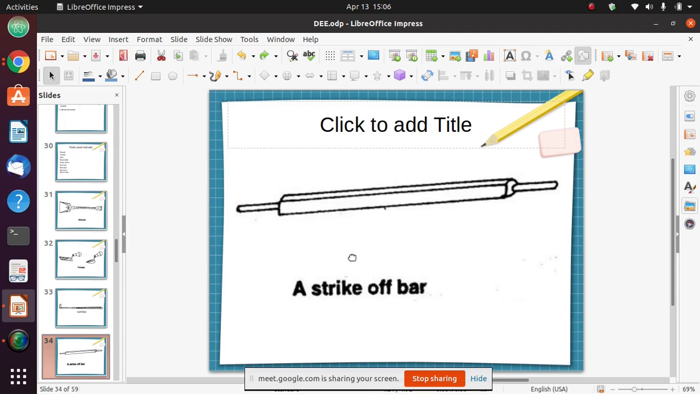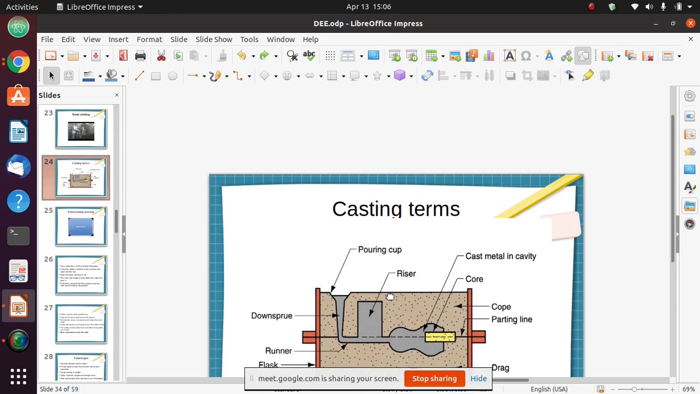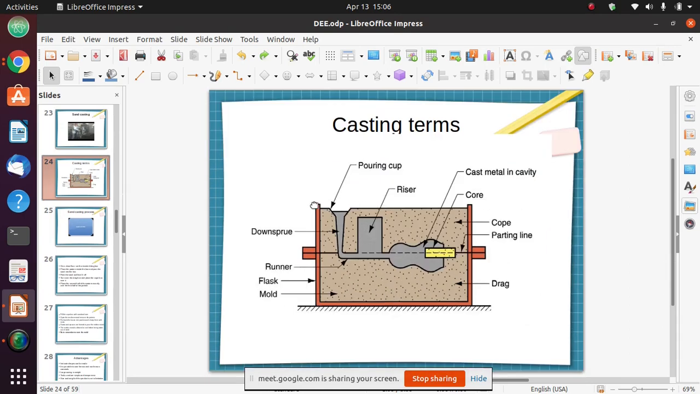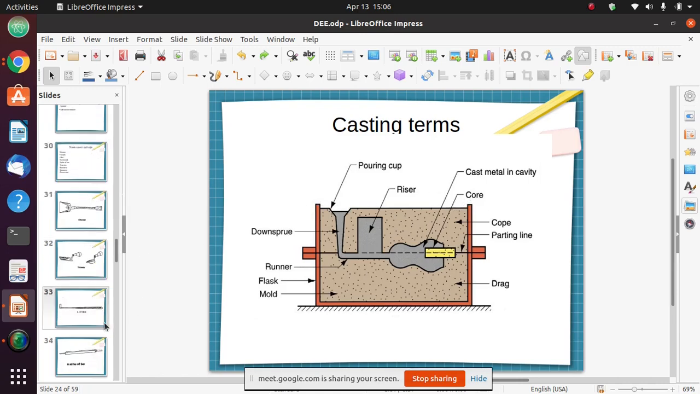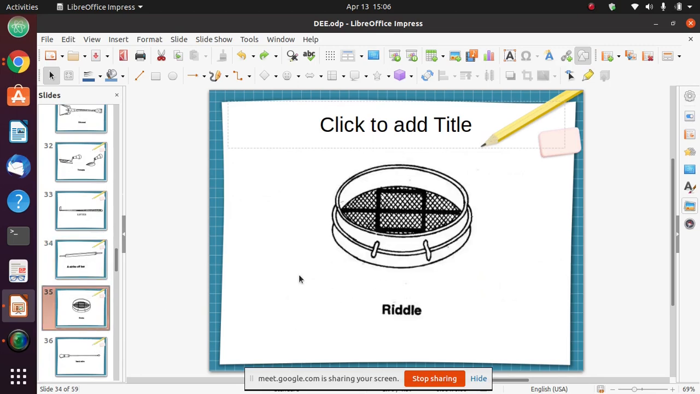We have a strike off bar. This, I think we saw it in the first video. Once umejaza mchanga in those boxes, you use it to remove the excess. So you will pass this strike off bar on top of the boxes to remove the excess sand ama the unwanted sand from the boxes.